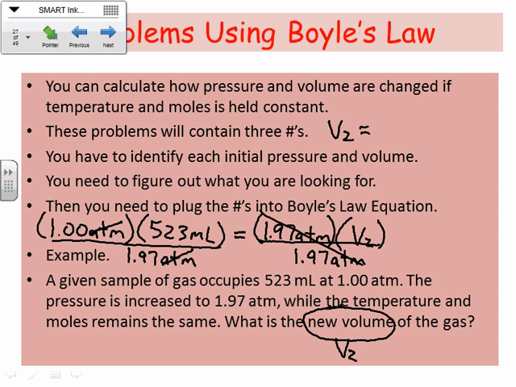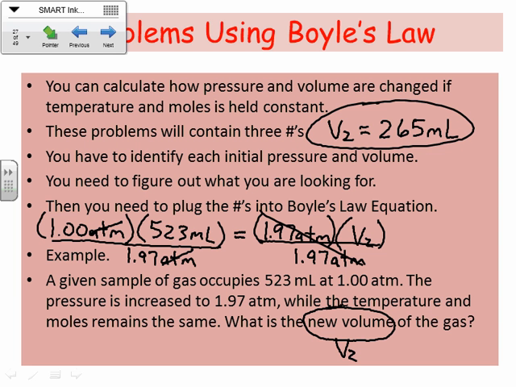So then our V2, once you work this out, 1 times 523. Divided by 1.97. So that's giving me an answer 265.4822, whatever. How many sig figs do I need in my number here? I need 3, right? Well, this is a multiplication or division, and there's 3 sig figs in each of my numbers. So just round your final answer to 3. So 265 milliliters is going to be my answer for V2.